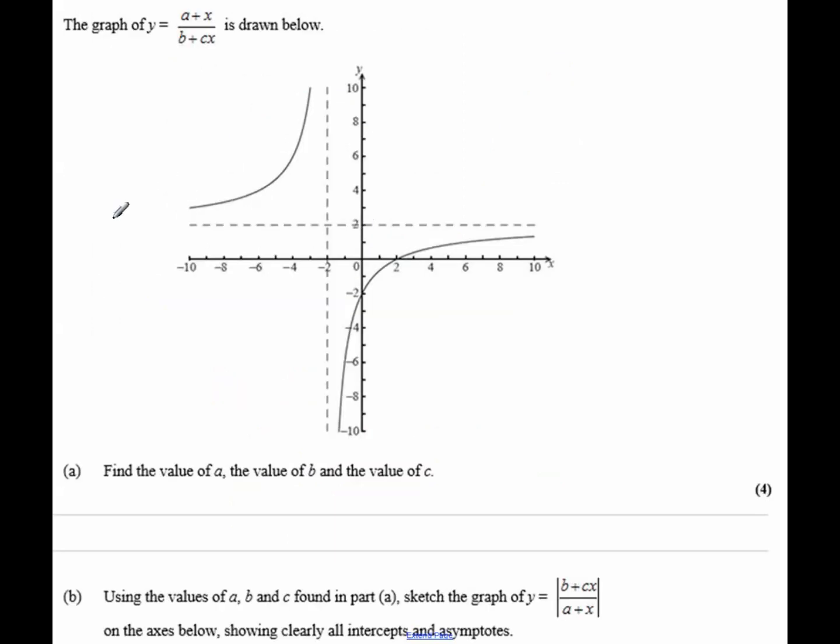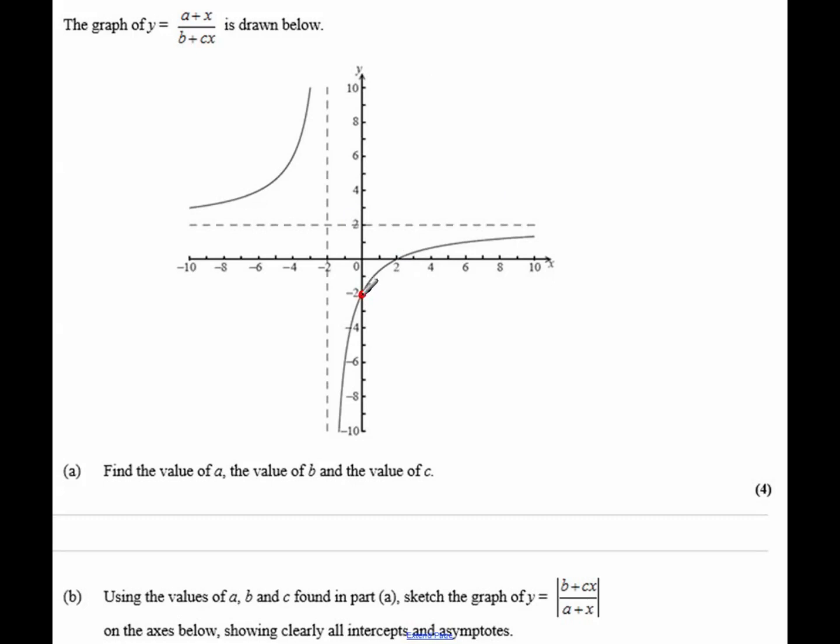For this question, we've got a nice graph of a rational function, and we need to find the values of a, b, and c. Over here, let's write down some equations of asymptotes and see where we get to. Okay, we've got some asymptotes and we've got some intercepts.